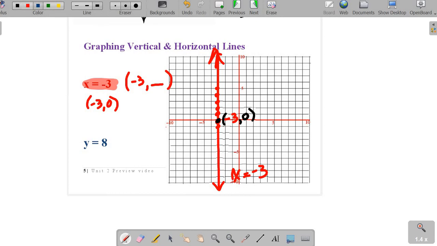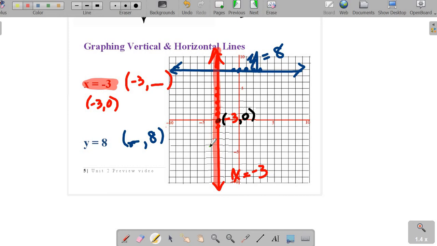Y equals 8 is all the points where there's an 8 in the y coordinate spot and then something. So the easiest way is to graph a bunch of points: (0, 8), (1, 8), (2, 8), (3, 8), (-1, 8). And you can see that y equals 8 is a horizontal line. So all vertical lines are x equals something. All horizontal lines are y equals something.